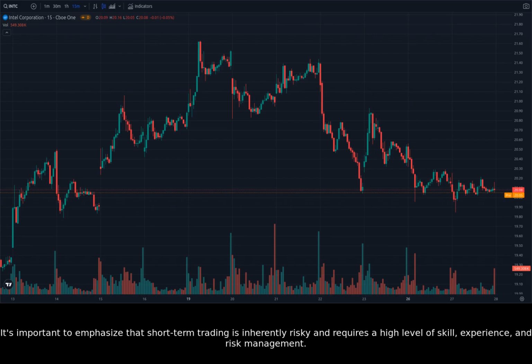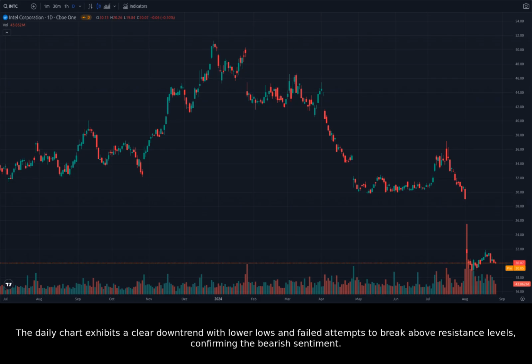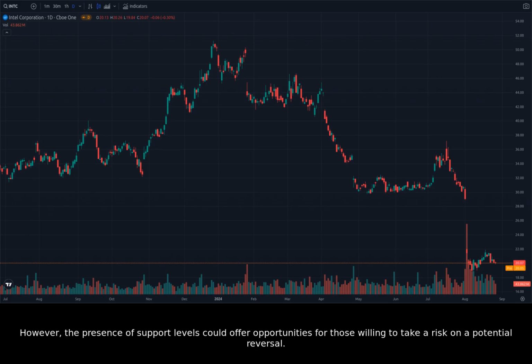and risk management. In conclusion, the overall sentiment surrounding Intel Corporation, INTC, appears bearish, with the stock facing downward pressure due to concerns about its future prospects and lagging performance. The daily chart exhibits a clear downtrend with lower lows and failed attempts to break above resistance levels, confirming the bearish sentiment. However, the presence of support levels could offer opportunities for those willing to take a risk on a potential reversal.